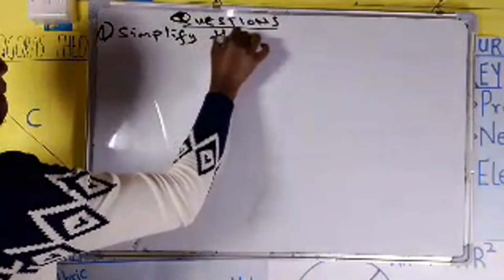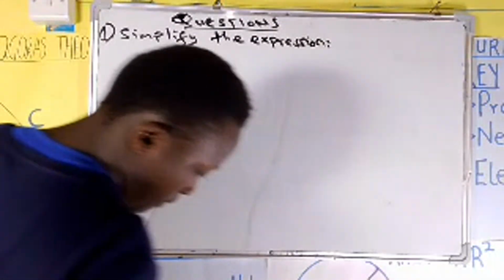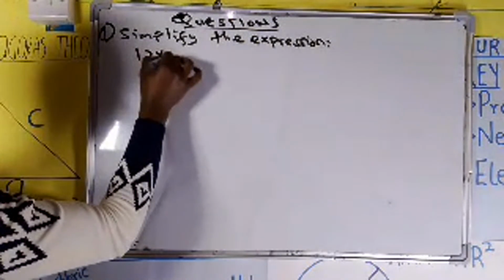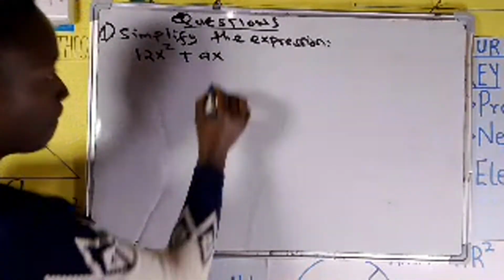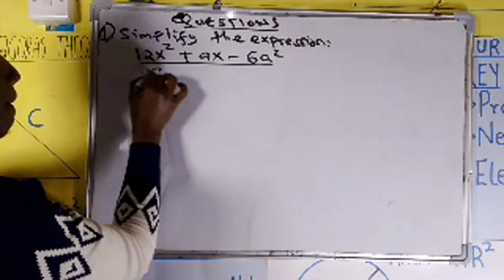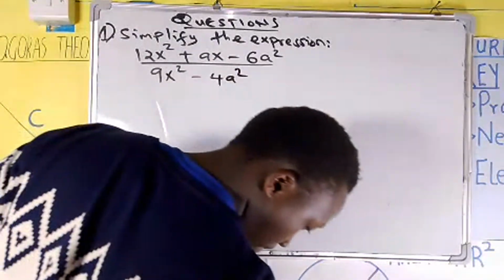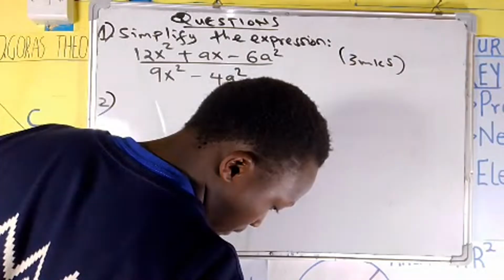Simplify the expression of x squared plus ax over. The second one.